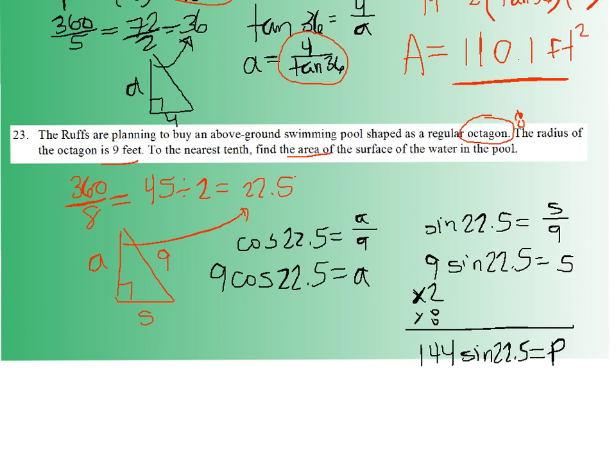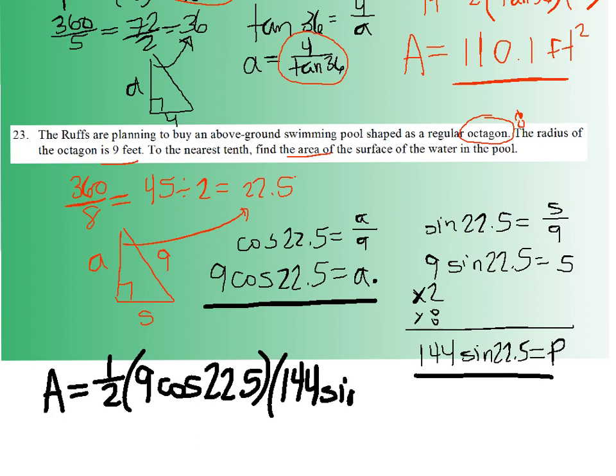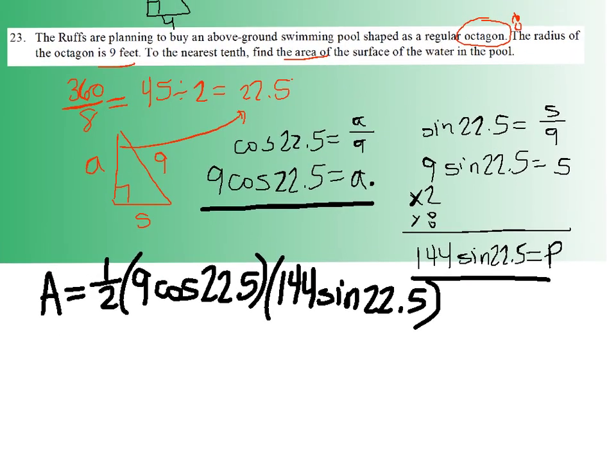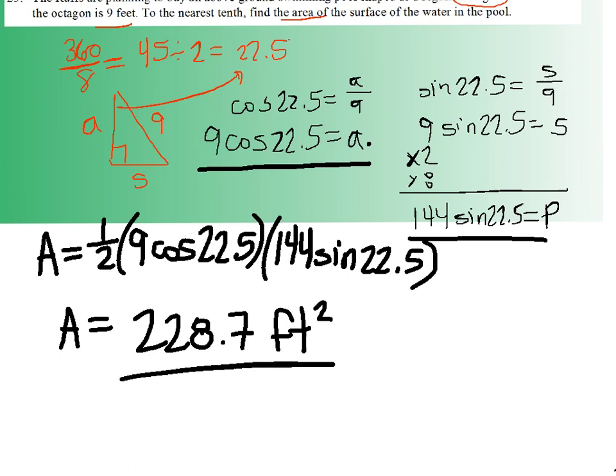So when I plug this into my formula, I'm plugging in area and perimeter. I'm sorry, this was apothem times perimeter. So area is equal to 1/2 apothem, 9 cosine of 22.5, times perimeter, 144 sine of 22.5. And when I put that all in my calculator and I find the area to the nearest tenth, I get that my area is equal to 228.7, and we're using feet squared. So here's my answer.